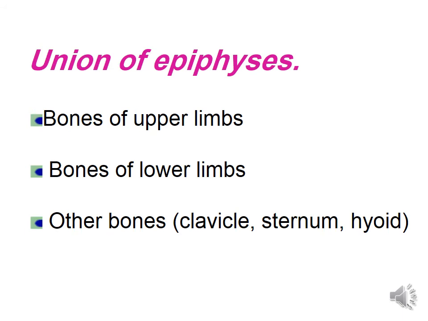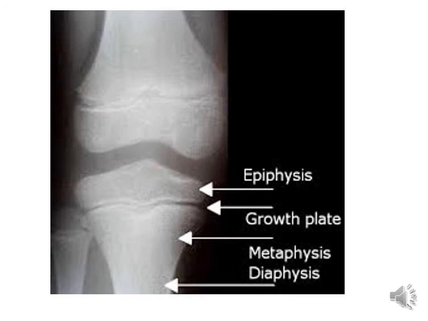Okay, now we'll start a very important part in today's session, which is union of epiphysis. Let's start with knowing what epiphysis is. Here, if we look at the bone, we will see that the upper end of the bone is called the epiphysis, and then there is the shaft of the bone, and in between there is a black line. This black line is air. Bone is white in the X-ray, and air is black.